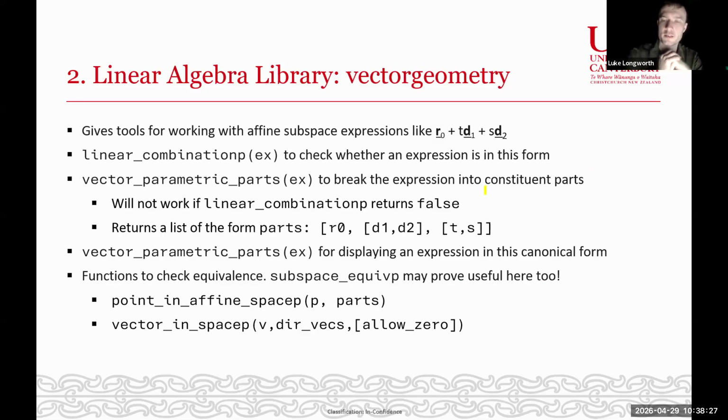So this is going all the way back to the start, looking at affine subspaces, where I frequently want students to give me answers in a form like this: R0 plus some DC offset and a linear combination of direction vectors. This library provides us with some functions to work with these more naturally.